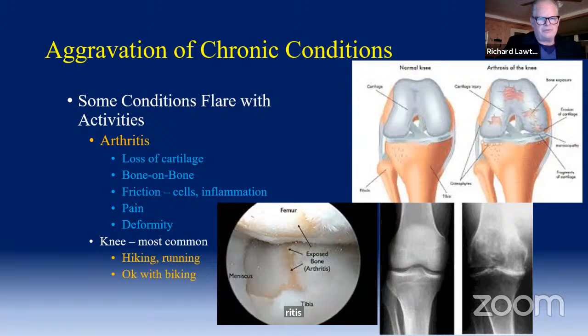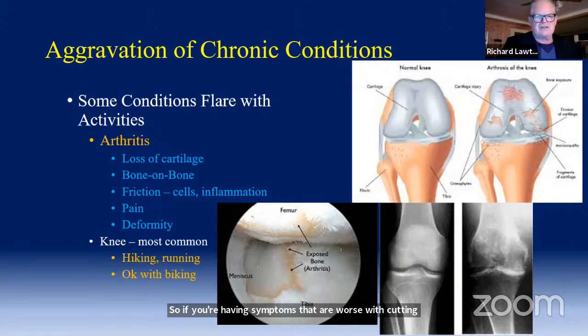Usually patients notice arthritis pain when they're hiking, running, doing other vigorous weight-bearing activities initially, and they say, well, when I ride a bike, it doesn't hurt me so much. So if you're having symptoms that are worse with cutting, pivoting, running, vigorous hiking, even walking longer distances, going downstairs, that can be arthritis. And when you do less weight-bearing activities, things like bicycling, swimming, the knees tend to tolerate those pretty well.